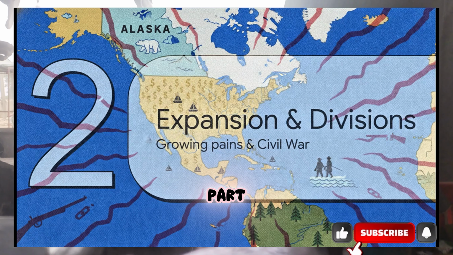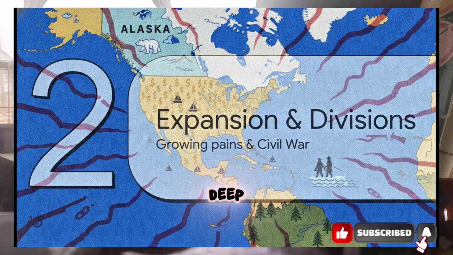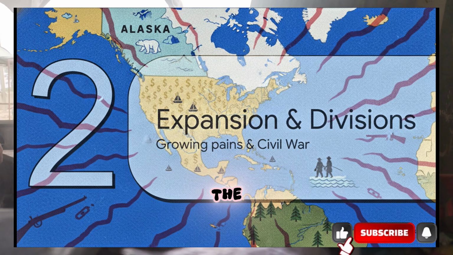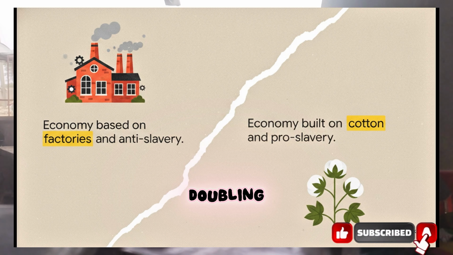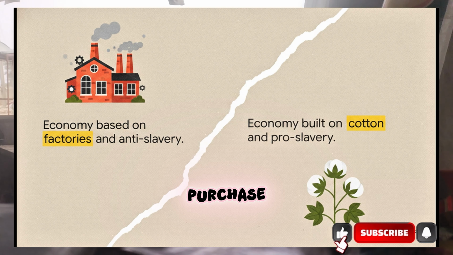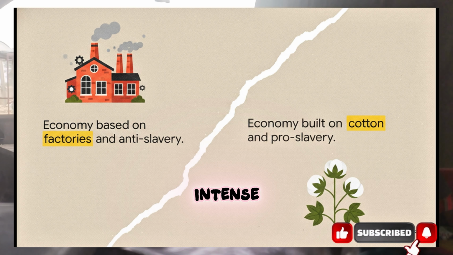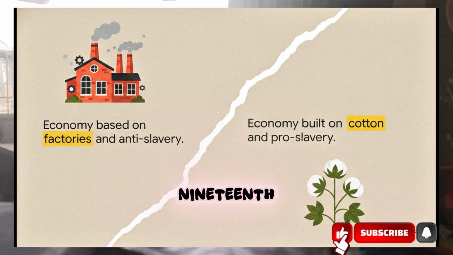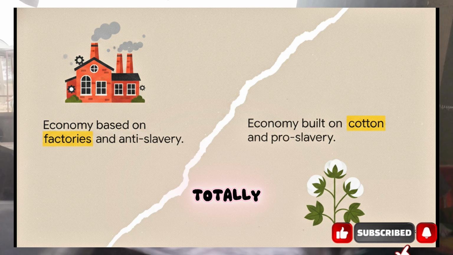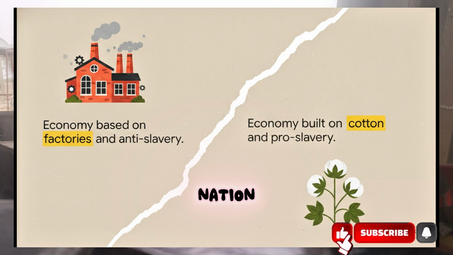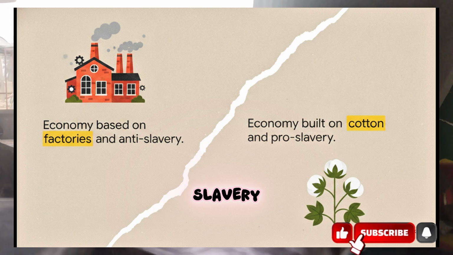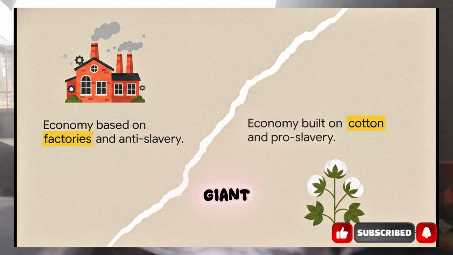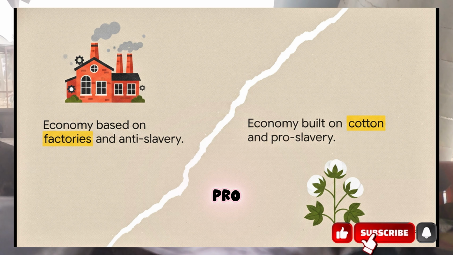Which brings us to Part 2, expansion and deep divisions. Essentially, the country's growing pains and the Civil War. So as a young country, the USA exploded in size, practically doubling overnight with things like the Louisiana Purchase. But growing that fast brought some incredibly intense internal fractures. By the mid-19th century, you basically had 2 totally incompatible systems trying to share one nation. Up north, you had an industrializing economy that was increasingly anti-slavery. Down south, you had an agrarian economy, think giant cotton fields, built entirely on pro-slavery laws.